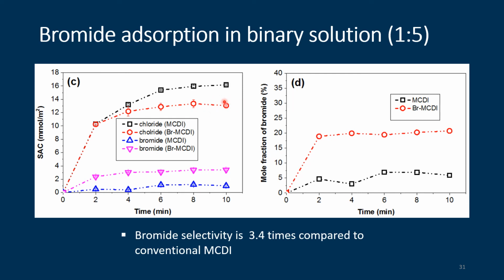chloride adsorption capacity. Which means this bromide resin membrane works very well to have a better selectivity of bromide, with 3.4 times compared to the typical MCDI technology.